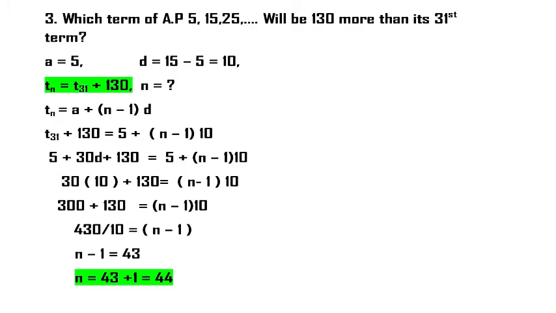Tn is equal to A plus n minus 1 into D. In the place of Tn, substitute T31 plus 130 is equal to 5 plus n minus 1 into 10. So how do you represent T31? That is A plus 30D. The value of A is 5. So 5 plus 30D plus 130 is equal to 5 plus n minus 1 into 10. Try to simplify, then you will get the value of n as 44.